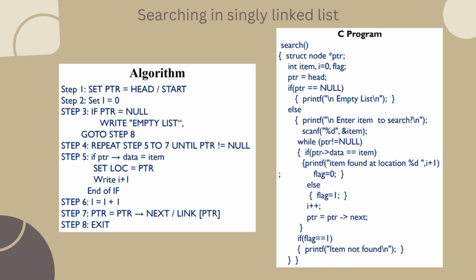So, for that, i is incremented by 1 in step 6. In step 7, ptr equals ptr next. Step 8, exit. Now, the last operation which can be performed with the single linked list is the display operation.